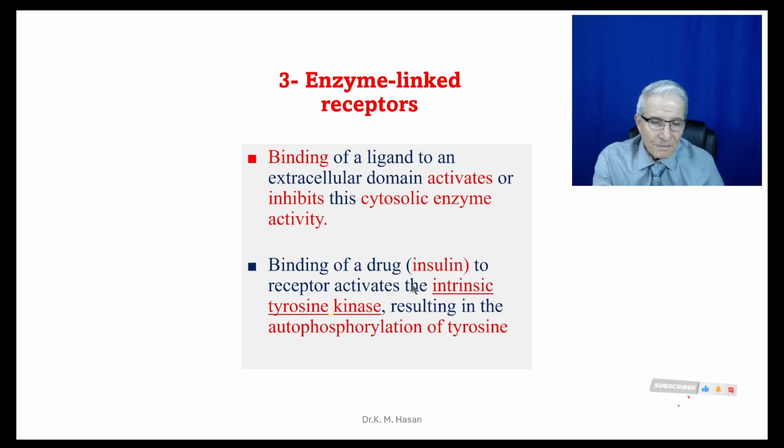For example, we have insulin. We know that insulin is produced from the beta cells of the pancreas and is responsible mainly for regulating blood glucose. The insulin binds to the insulin receptor, and when insulin binds to the receptor, this will lead to activation of protein kinase, and this will lead to autophosphorylation.